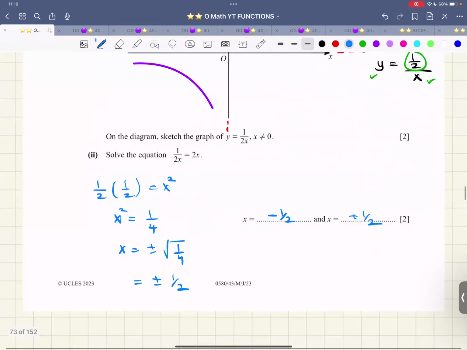And that's about it. The concept of reciprocal functions explained in great detail.